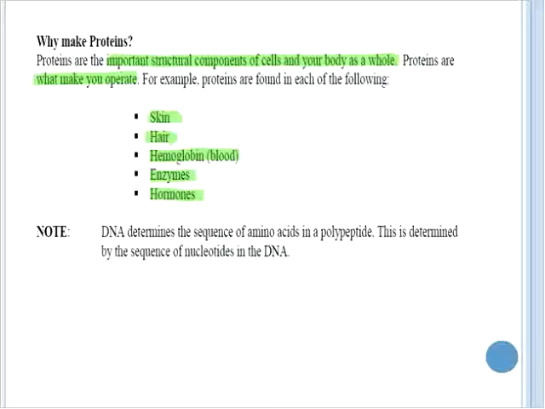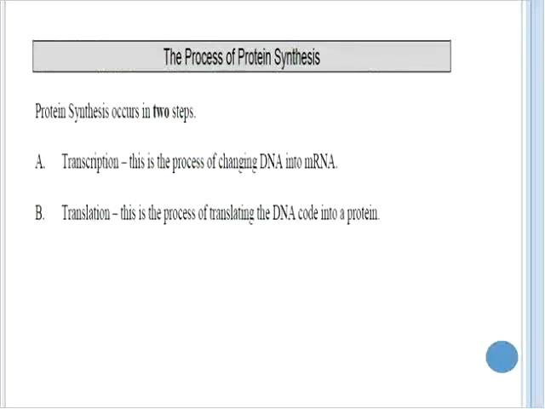Our DNA determines the sequence of amino acids in the polypeptide. This is determined by the sequence of the nucleotides contained in the DNA. Protein synthesis as a process occurs in two steps. Initially, there is transcription, and transcription is the process whereby DNA is converted into messenger RNA. And following transcription, there is translation. Translation is the process of translating DNA into a protein.